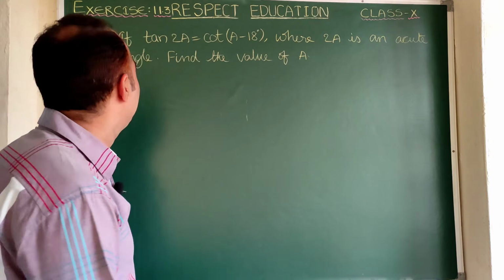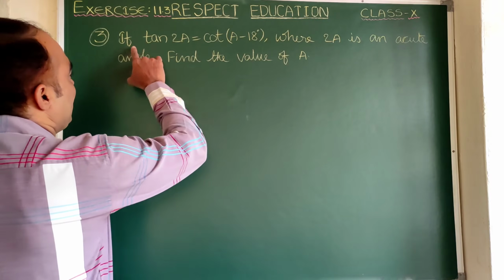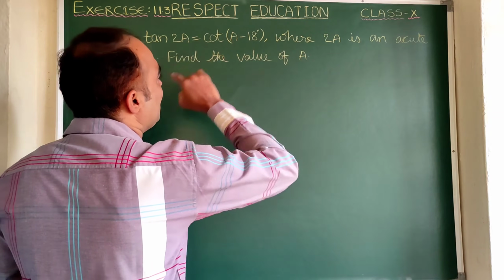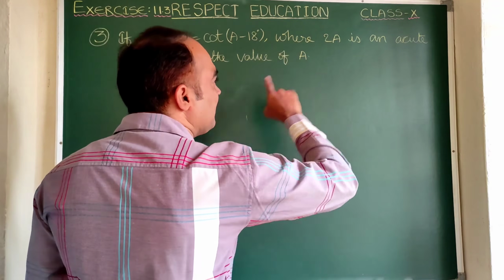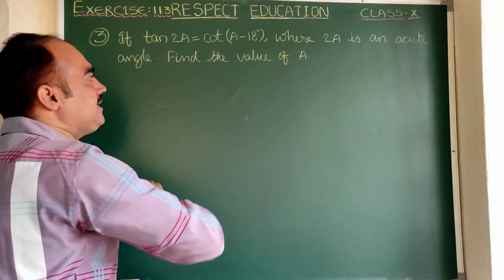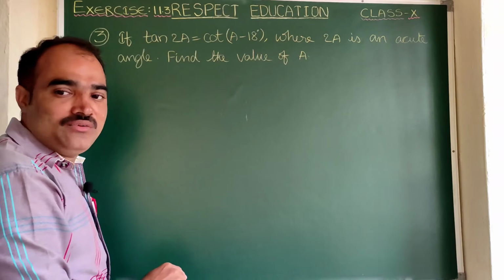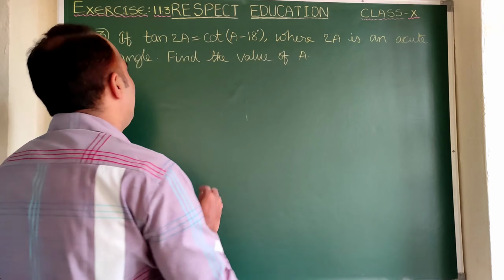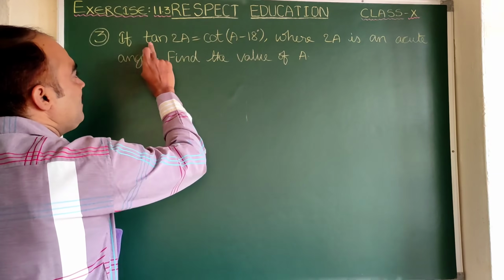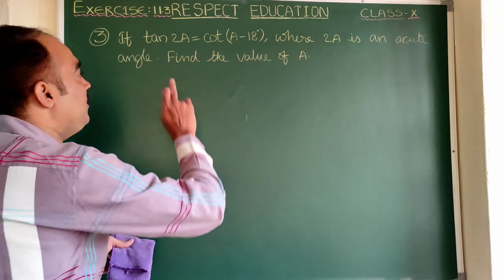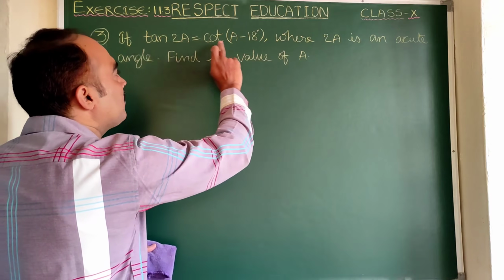Now we see question number 3. If tan 2a is equal to cot of (a minus 18 degrees), where 2a is an acute angle, then find the value of a. Now here, whenever an if condition is there, we can take the condition completely.